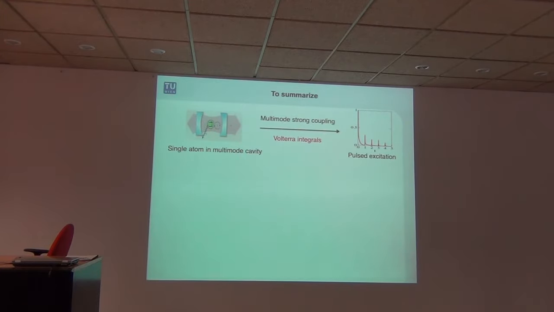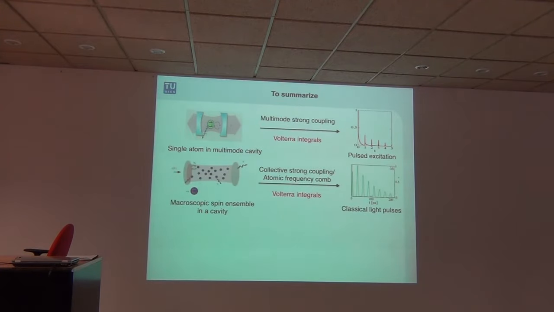So we wanted to stay in the multimode regime. We wanted to get a system which was more efficient than this setup, but would still give us multimode strong coupling. So we went over to spin ensembles in a cavity. In spin ensembles in a cavity, you have the collective strong coupling. You can design an atomic frequency comb, and you can again get classical light pulses, which are pulsed excitation. But this system can again be solved at the level of semi-classical approximations using Volterra integrals.